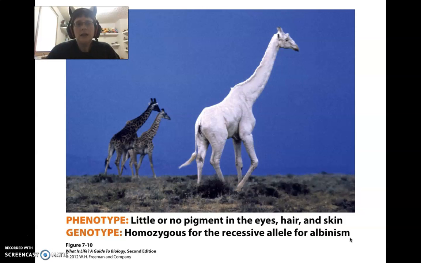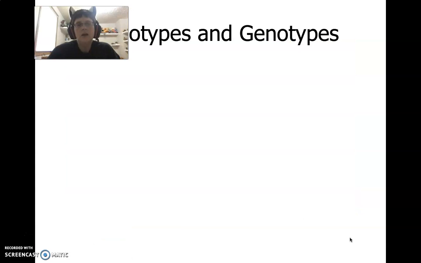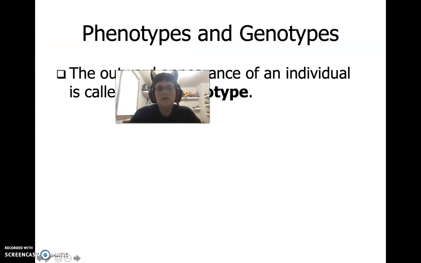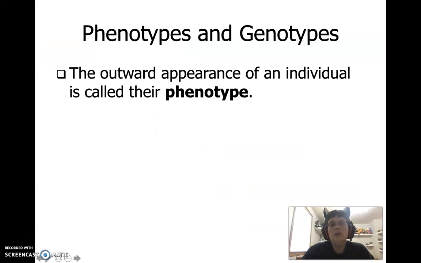So let's take a look at, again, the definitions for phenotype and genotype. You might be able to guess them from just looking at what we've got here. So phenotype is the outward appearance of an individual. So this is the physical characteristic. Okay, so it's what we can see, what we can observe about the organism. So that's the phenotype.